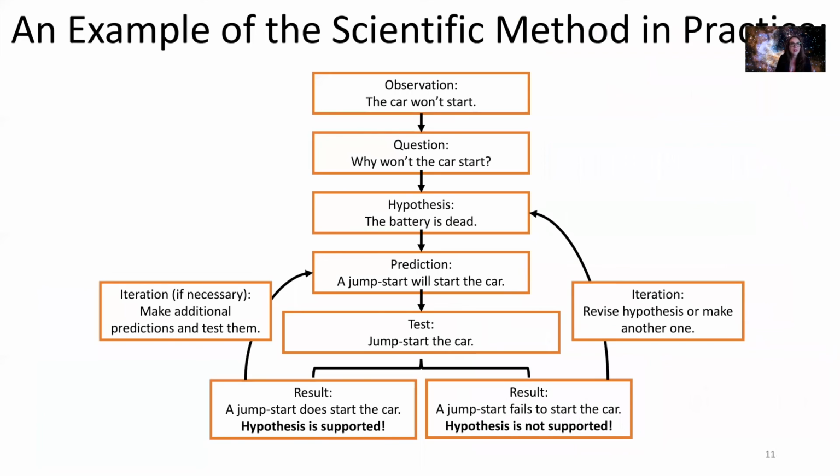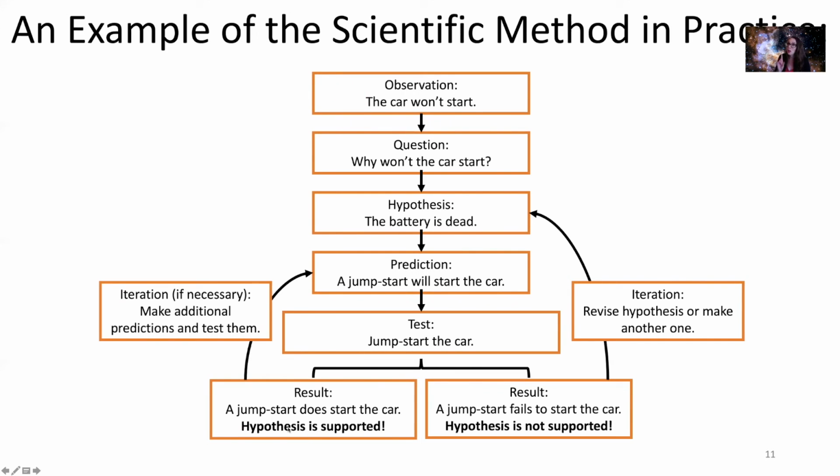So here's an example of scientific method applied to an everyday situation. Let's say I go out to my car and the car won't start. This is my observation. And my question is, well, why won't my car start? So that's the most important question I want to ask right now. And then there are a bunch of different hypotheses you can make about why your car doesn't start. But my hypothesis is going to be that, well, the battery in my car is maybe dead. And then I'm going to make a prediction. I bet that a jump start will start my car up. Then I test it. I actually try to jump start my car to see if my hypothesis was correct.